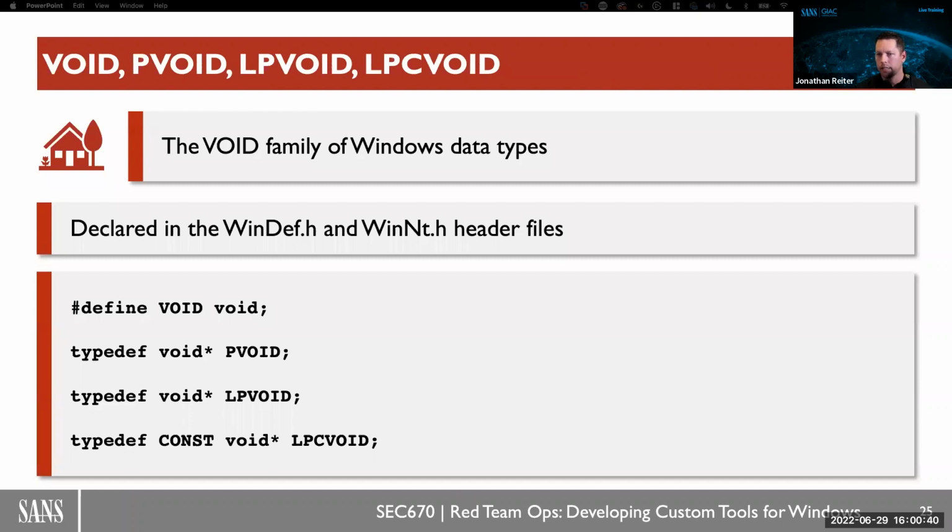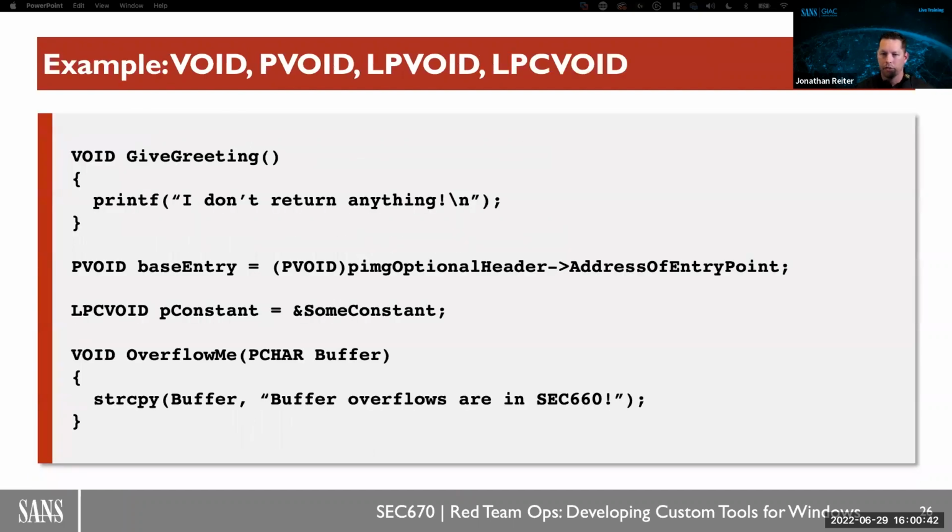Okay, some more data types. And for examples of how to use data types for functions, that very bottom one there, OverflowMe, is just a void return type. And it's calling strcpy to a buffer.